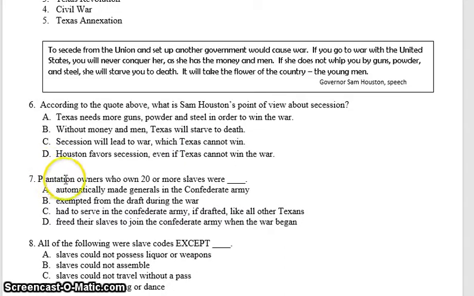7. Plantation owners who owned 20 or more slaves were what? A. Automatically made generals in the Confederate Army. B. Exempted from the draft during the war. C. Had to serve in the Confederate Army if drafted like all other Texans. Or D. Freed their slaves to join the Confederate Army when the war began.